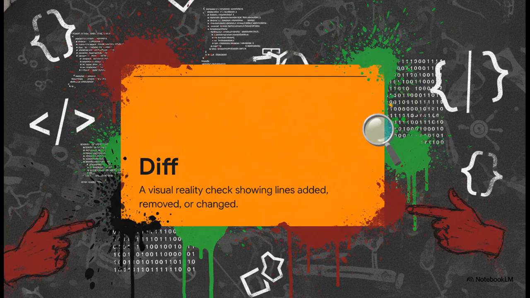And to actually make those human decisions, we rely on a concept called the diff. A diff is basically the ultimate visual reality check in software development. It shows you exactly, line by line, what was added in green, what was removed in red, or what was changed between two versions. Instead of forcing you to read through hundreds of files to figure out what happened, the diff focuses your attention right on the exact point of change. It filters out all the surrounding noise so you can see exactly what's going on.